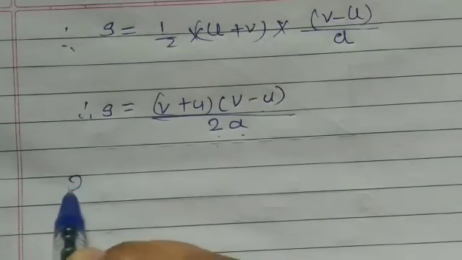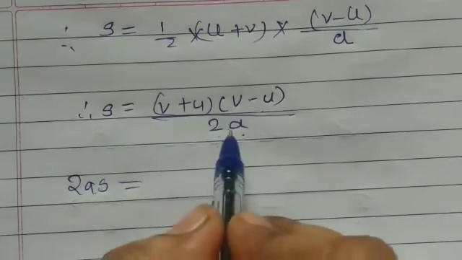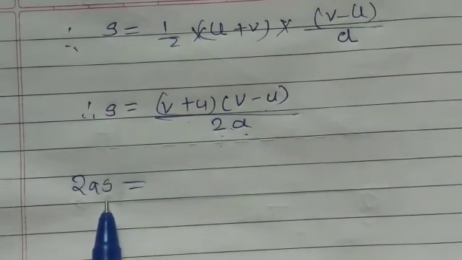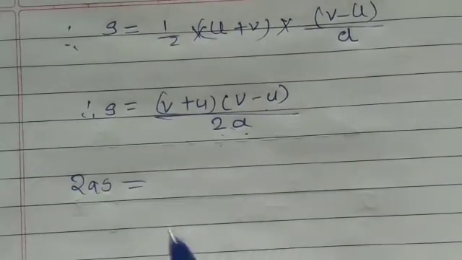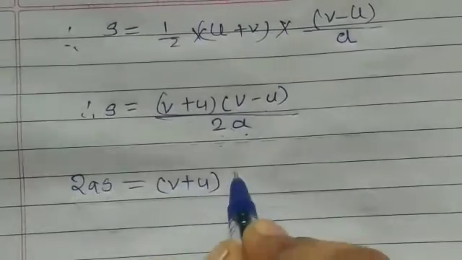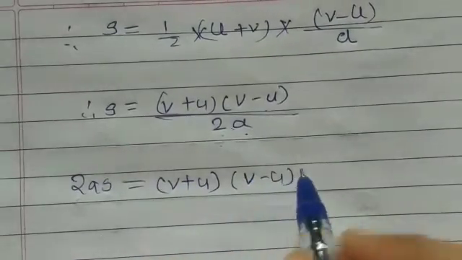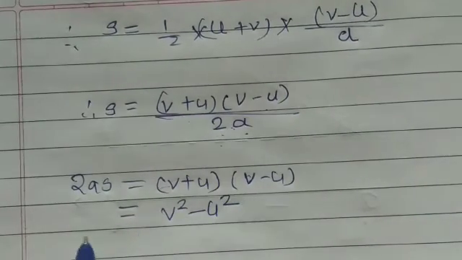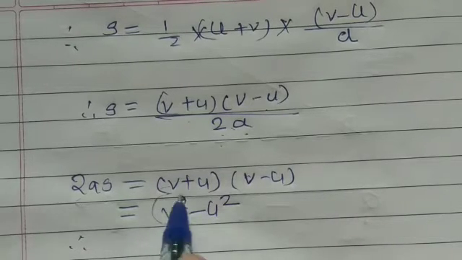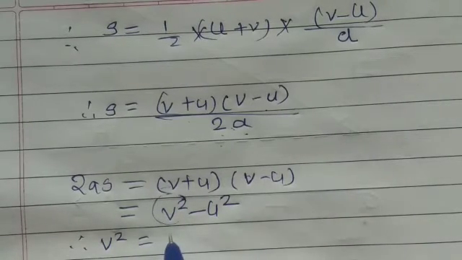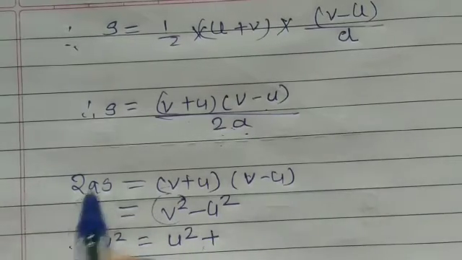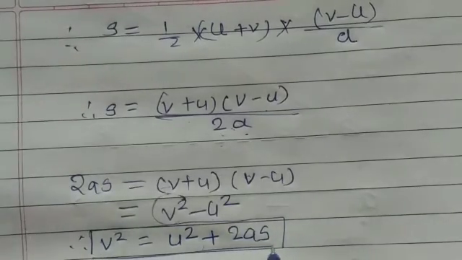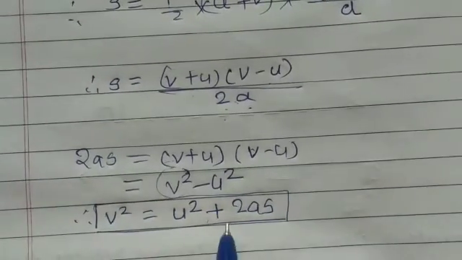Let us take next 2AS. 2A into S is equal to V plus U into V minus U, is equal to V square minus U square. So student, take that final velocity V square is equal to U square plus 2AS. That is the final and third equation, Newton's third equation of motion.